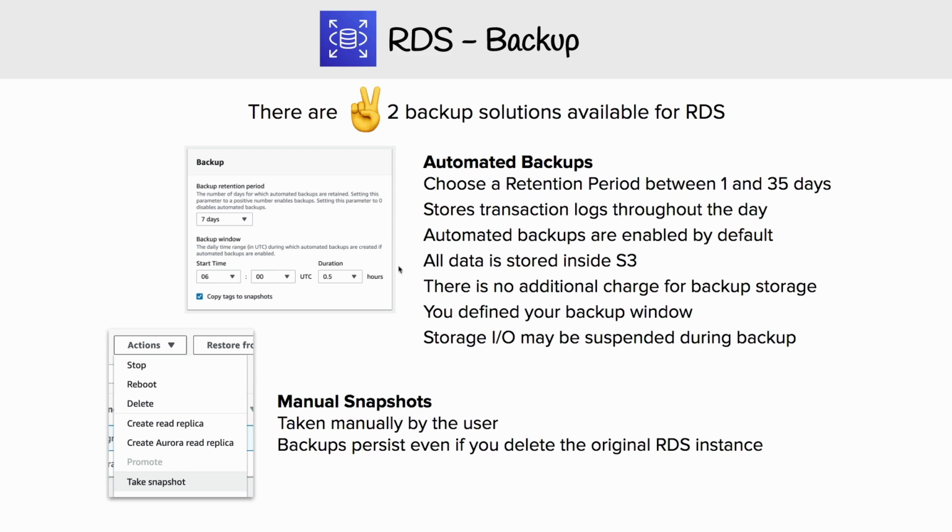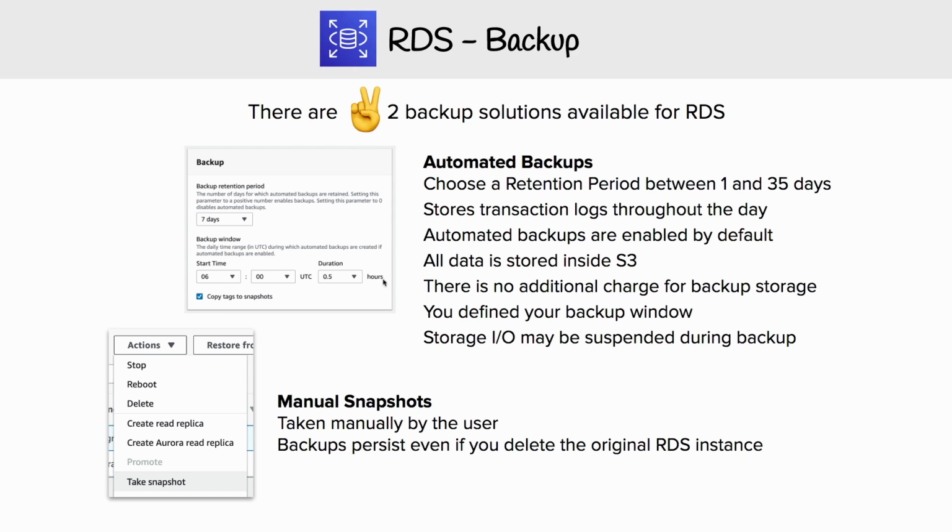You're going to define when you want backups to occur through a backup window. So here you can see UTC 6, and the duration can't be longer than a half an hour. And then storage and I/O may be suspended during backup. So just understand that you might have some issues during that period of time, so you might really want to choose that time carefully.